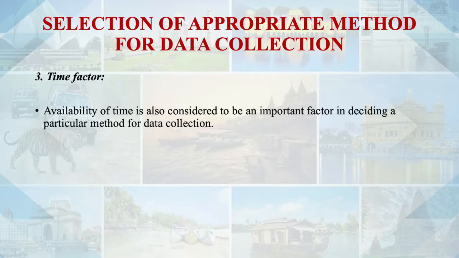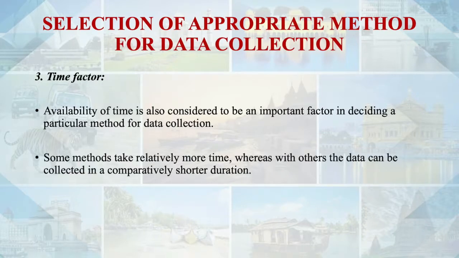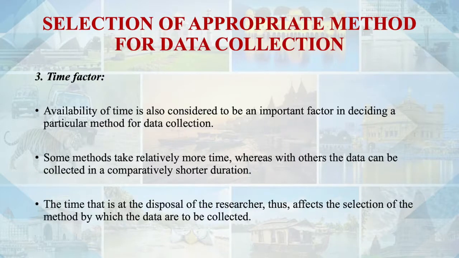Number 3, time factor. Availability of time is also considered an important factor in deciding a particular method of data collection. Some methods may take relatively more time, whereas with others the data can be collected in a comparatively shorter duration. The time that is at the disposal of the researcher does affect the selection of the method by which the data are to be collected.